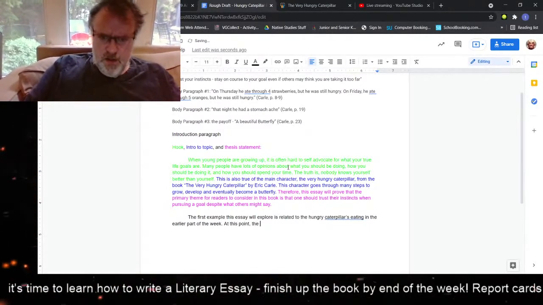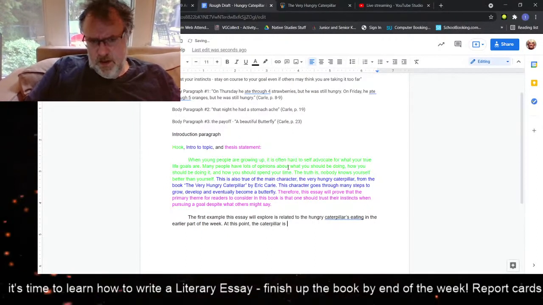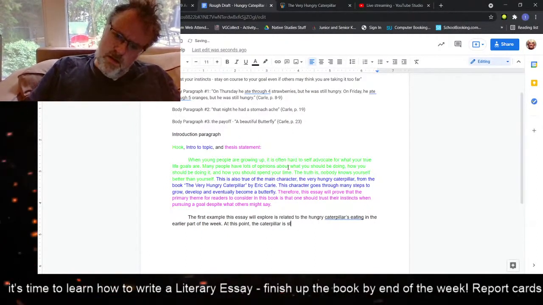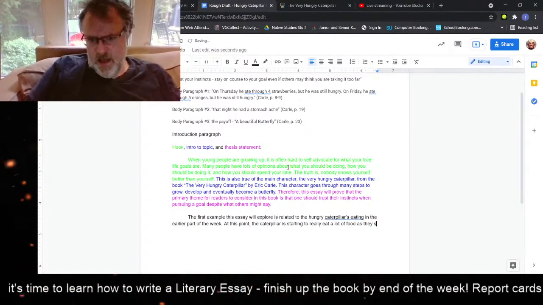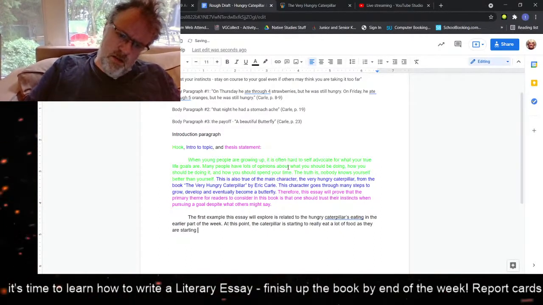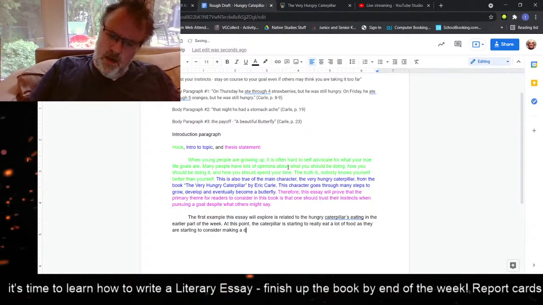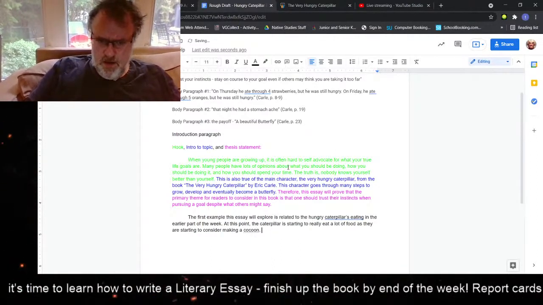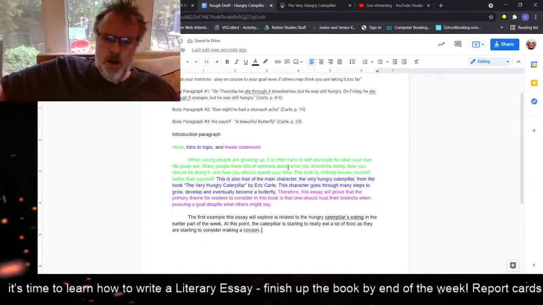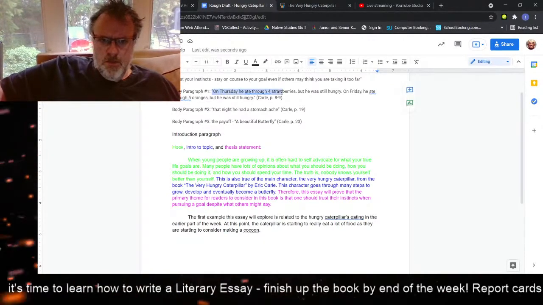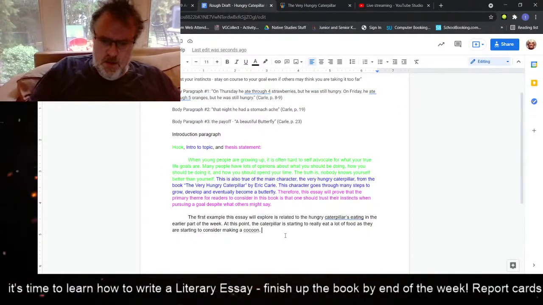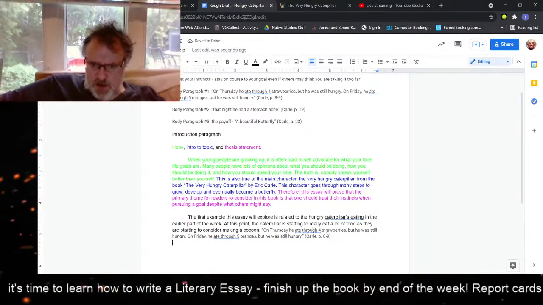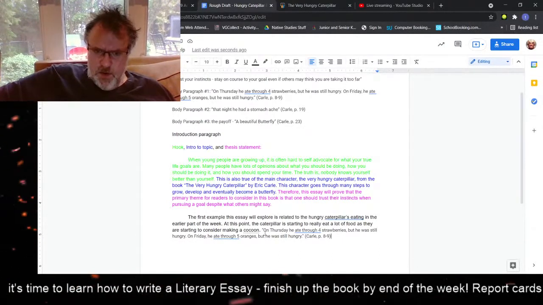At this point, the caterpillar is starting to really eat a lot of food as it starts to consider making a cocoon. Not a cocoon. Okay? So this is where we put our quotation. This is your topic sentence, or your topic sentences. Then you put your quotation. As you can see, it just fits right into the paragraph with quotation marks around it.